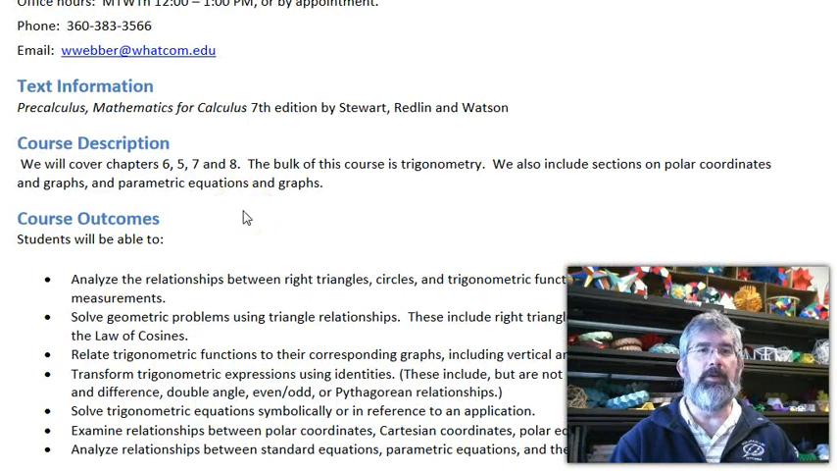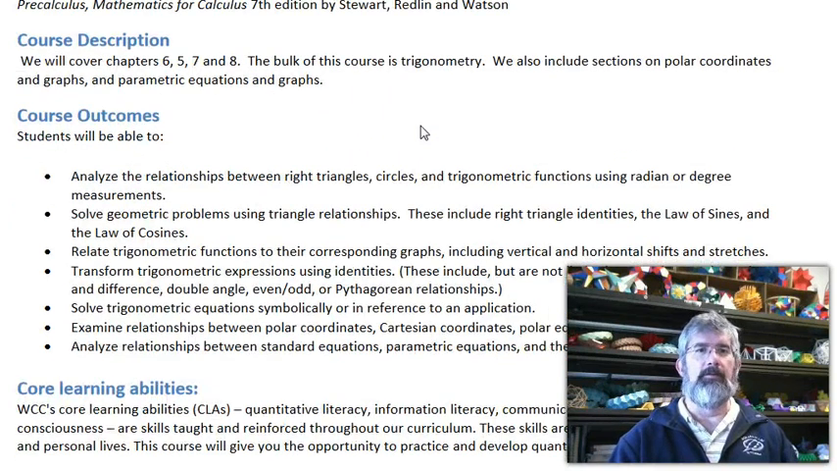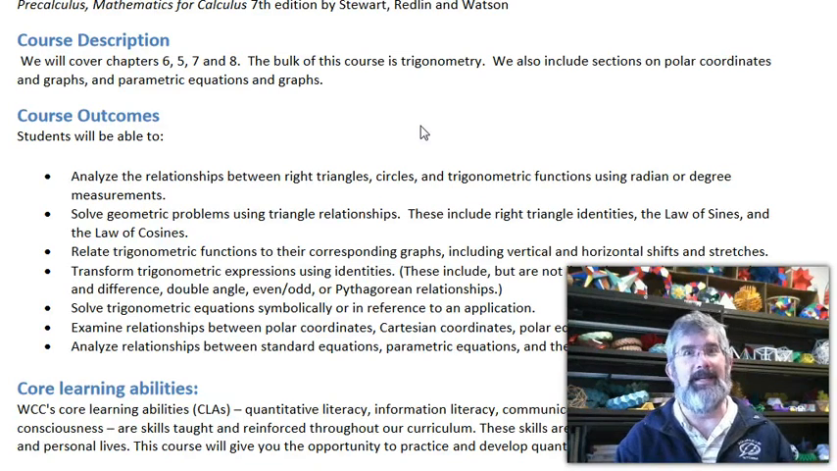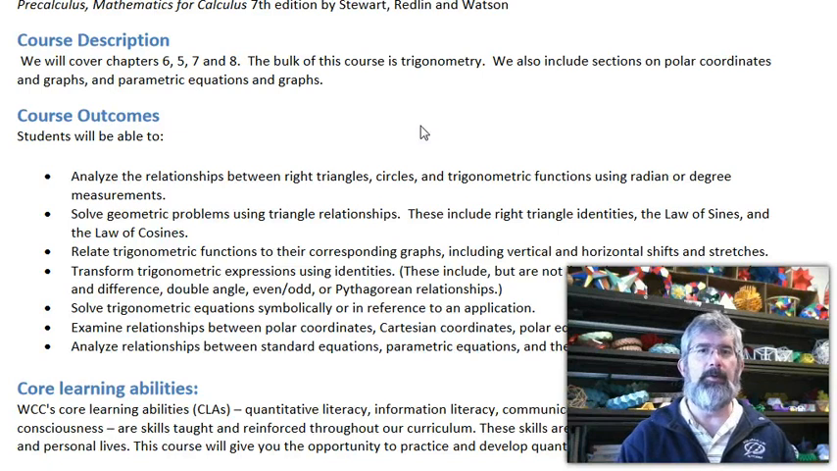Yeah, so we will be using the same text that we used for Math 141 if you took it from us here at Whatcom. It is Pre-Calculus Mathematics for Calculus, 7th edition by Stewart, Redlin, and Watson. We will cover chapters 5, 6, 7, and 8. The bulk of this course is trigonometry. There's some polar coordinates and parametric equations at the end, the last couple of weeks. But for the most part, we're going to be doing trig.